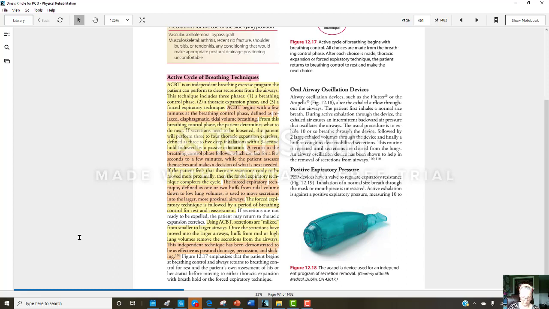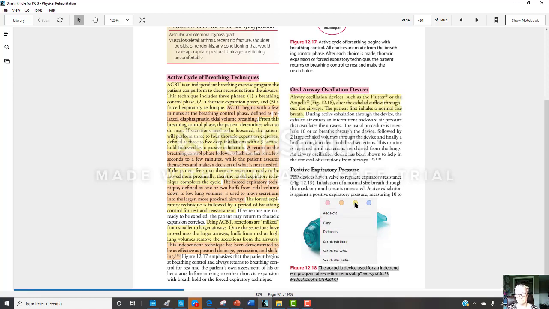Oral airway oscillation devices. Airway oscillation devices, such as the Flutter or the Acapella, figure 12.18, alter the exhaled airflow throughout the airways. The patient first inhales a normal-sized breath. During active exhalation through the device, the exhaled air causes an intermittent backward air pressure that oscillates the airways.